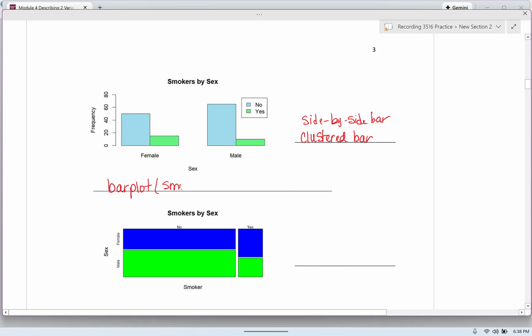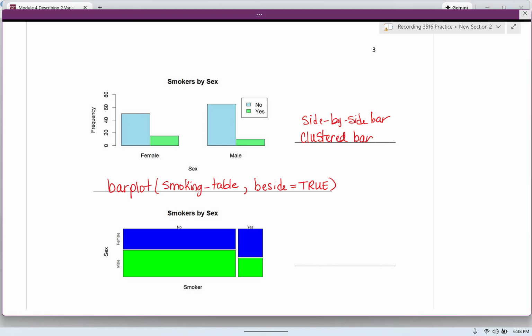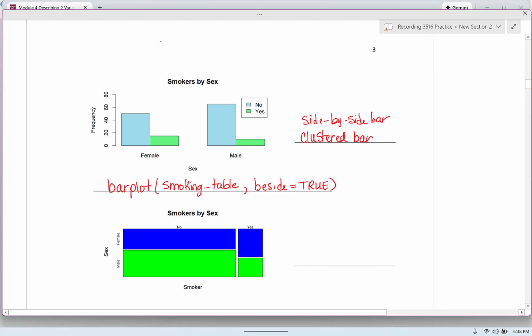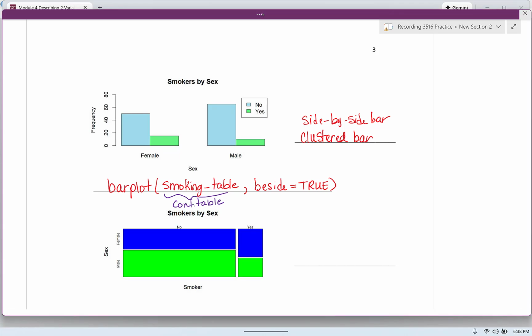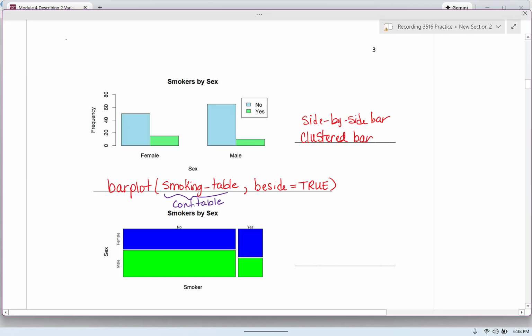So we have to do smoking underscore table. But this time, if I just close that parentheses there, I would get a stacked bar graph. So I want to unstack it. So I have to include beside equals true. And our contingency table is here. It's the smoking table. And then we add the command beside equals true.